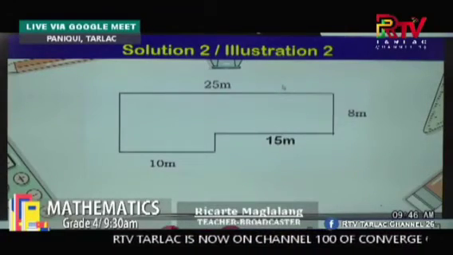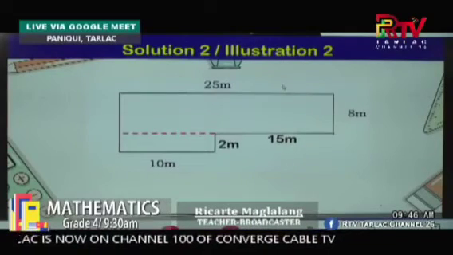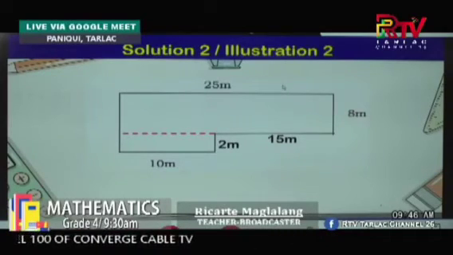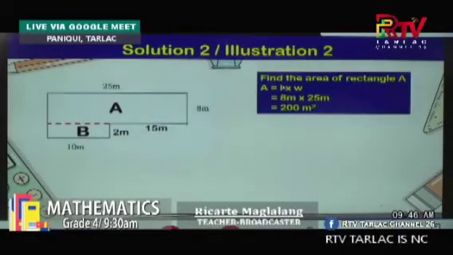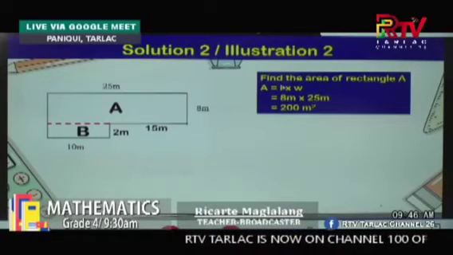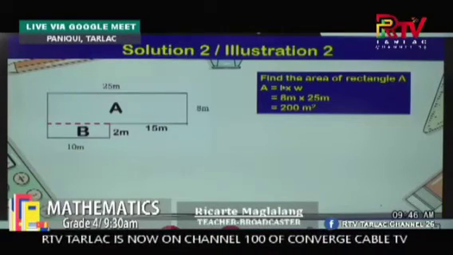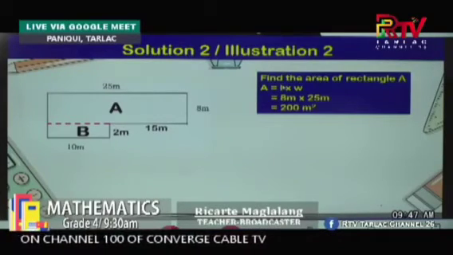Let's try another solution. Solution 2 or Illustration 2. Divide the irregular figure into two rectangles and label them as rectangle A and rectangle B. Find the area of rectangle A. Again, A equals L times W. L is equal to 8 meters, while width equals 25 meters. So 8 times 25 equals 200 square meters.